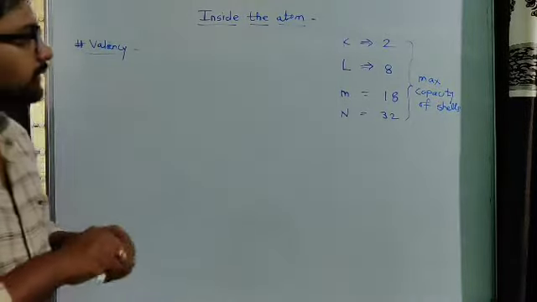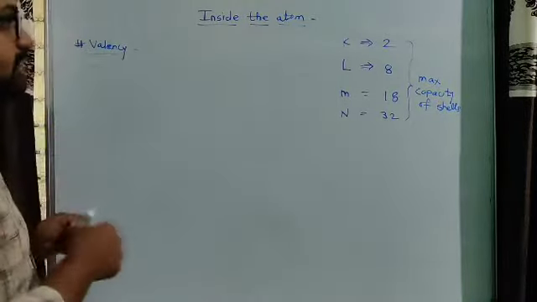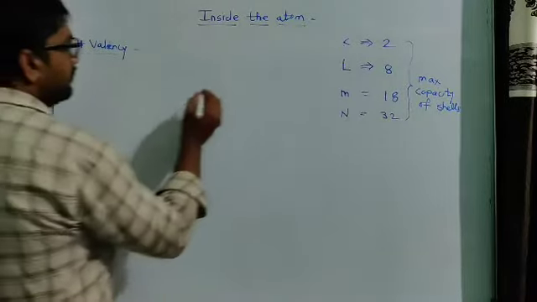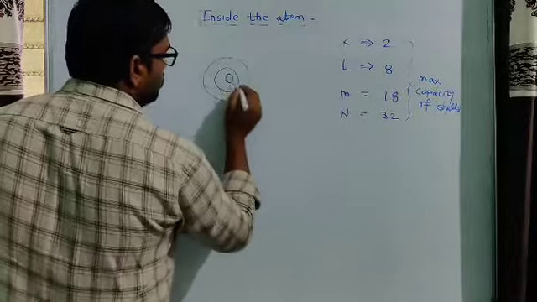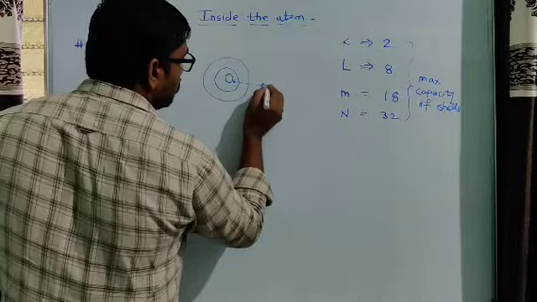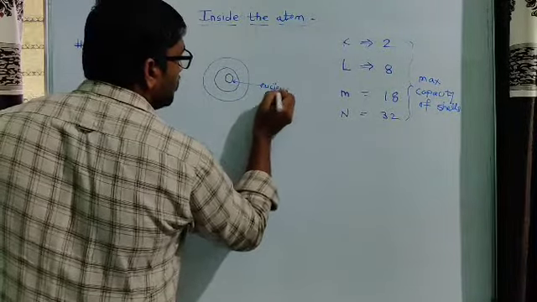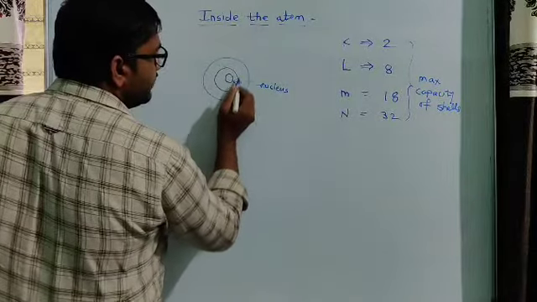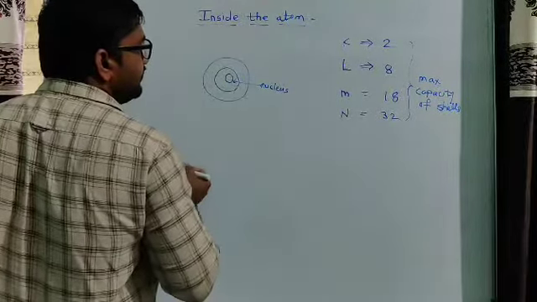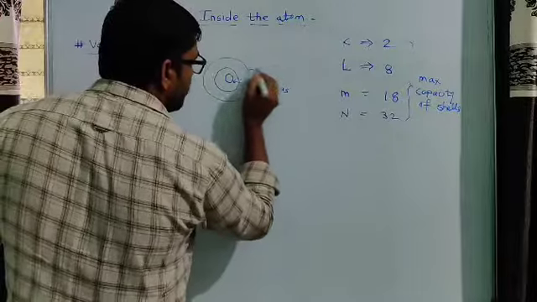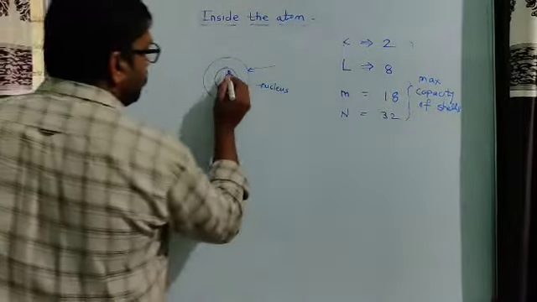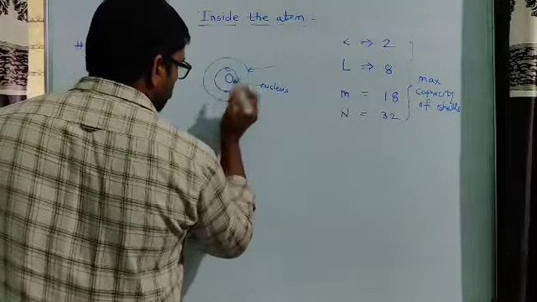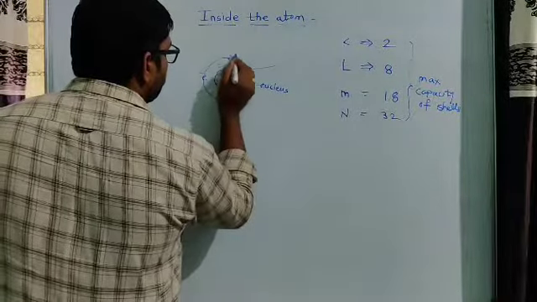Now, we also studied one concept, that is the valence electron. So, I draw one diagram. This is the nucleus. This is the first shell, that is the K shell. This is the second shell, the L shell. So this is the outermost shell of this atom. Suppose this is an oxygen or a carbon atom.